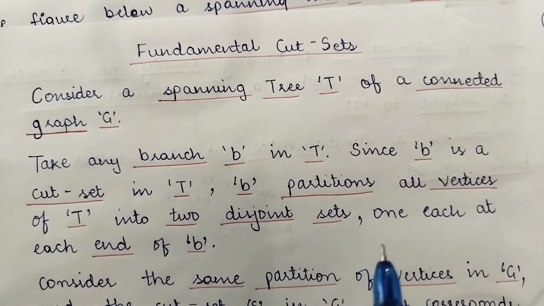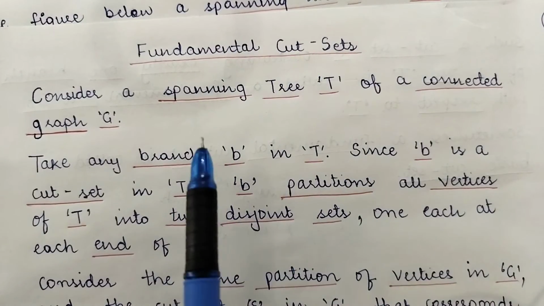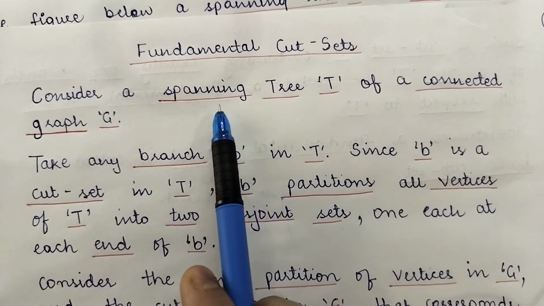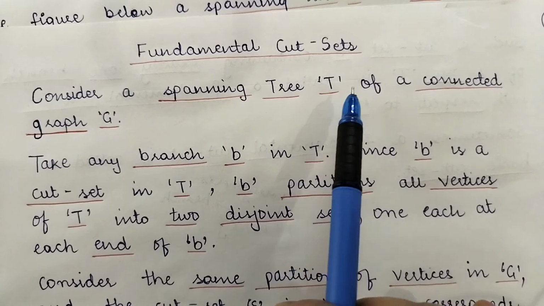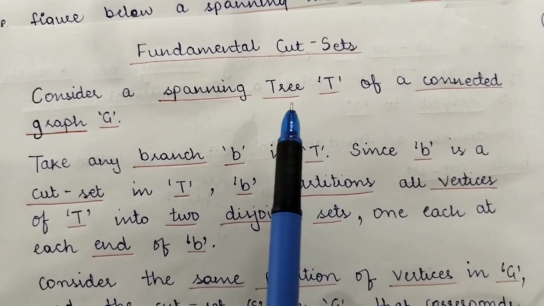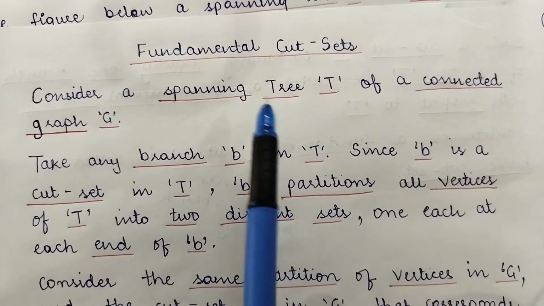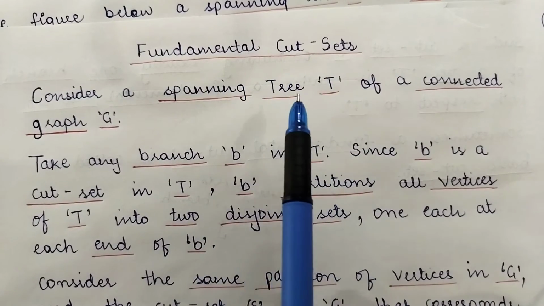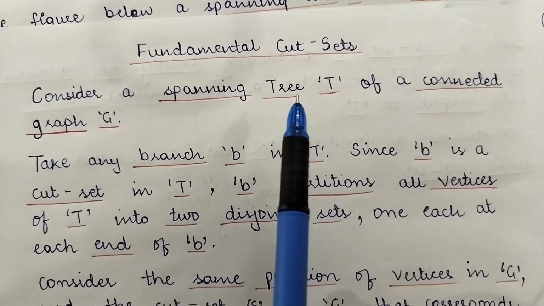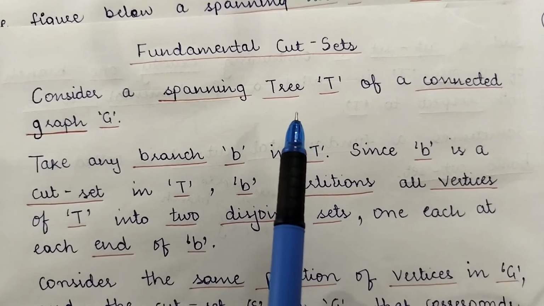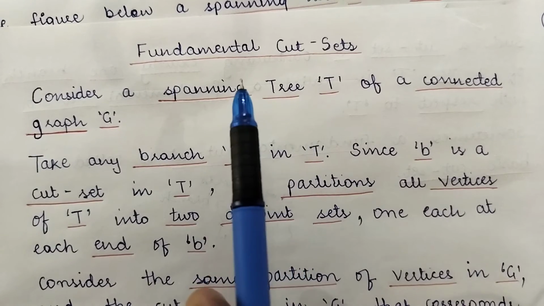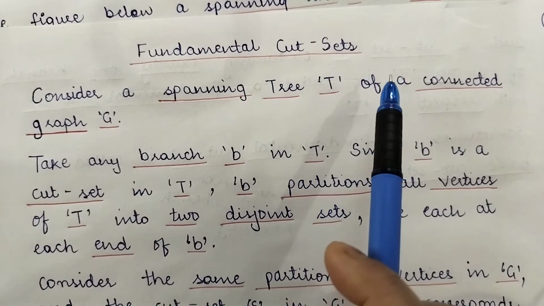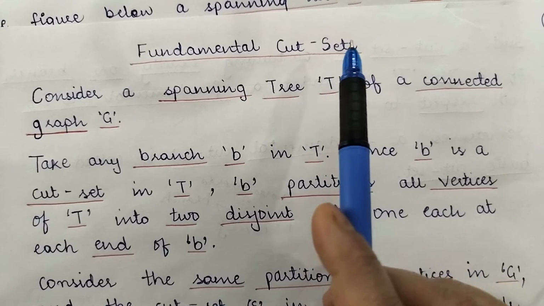So if you are clear with the concept of cut sets, to understand fundamental cut sets, all you need to know is that first of all, fundamental cut sets correspond to a particular spanning tree T. So fundamental cut sets cannot exist without a spanning tree, just like a fundamental circuit cannot exist without a spanning tree. Because for a fundamental circuit you need to have one chord and other branches, and those branches correspond to the spanning tree. So just like a fundamental circuit cannot exist without a spanning tree, fundamental cut sets also do not exist without a spanning tree.